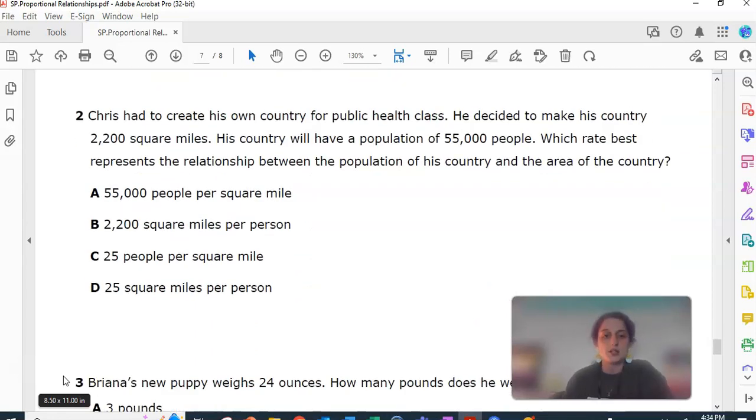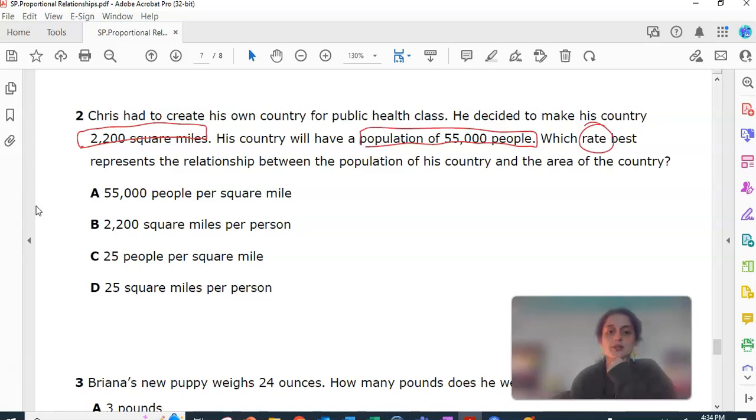Next problem. Chris had to create his own country for public health class. He decided to make a country that was 2,200 square miles. That's an area. His country will have a population, that means how many people will be in it, a population of 55,000 people. Which rate? Ooh, rate is a key word that tells me we are dividing. Will best represent the relationship between, this order matters, the population and the area. So population is coming first, and we're dividing it by the area number.